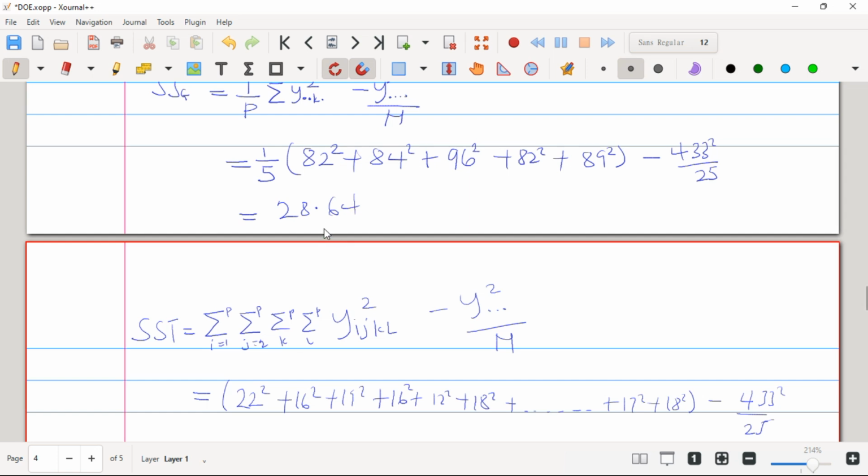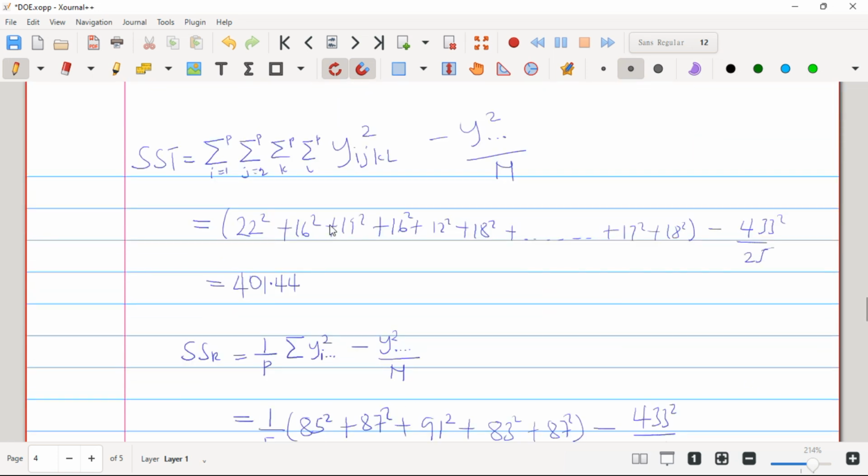This is what we had. And then we have the sum of squares total. Since our concentration was on 4 factors, for the sum of squares total we are going to have 4 separate summations, representing the summation for the rows, the columns, the Latin letters, and the Greek letters.